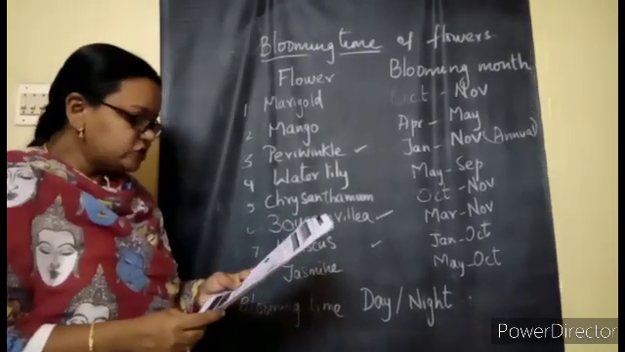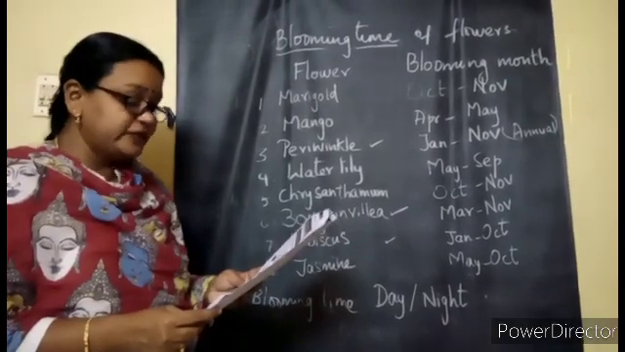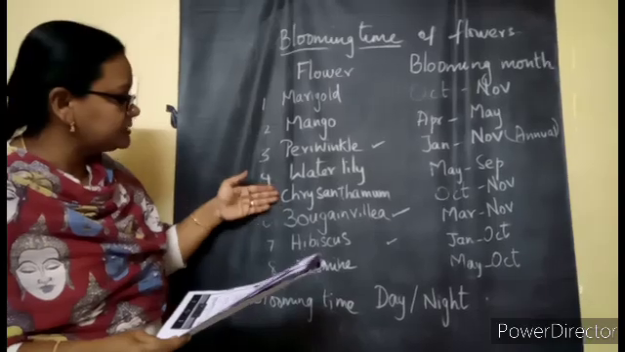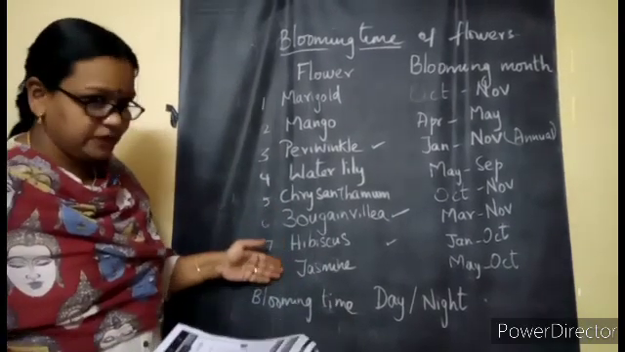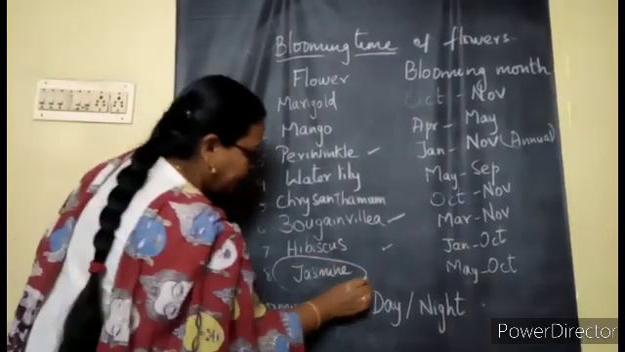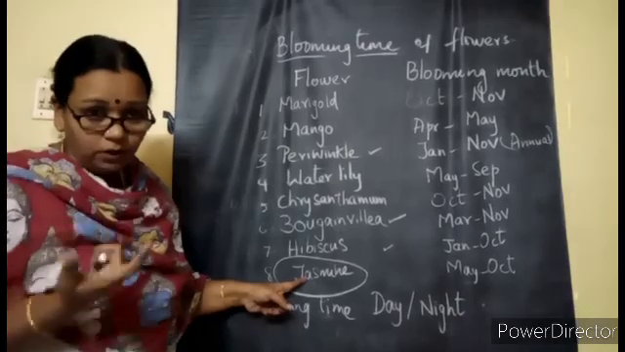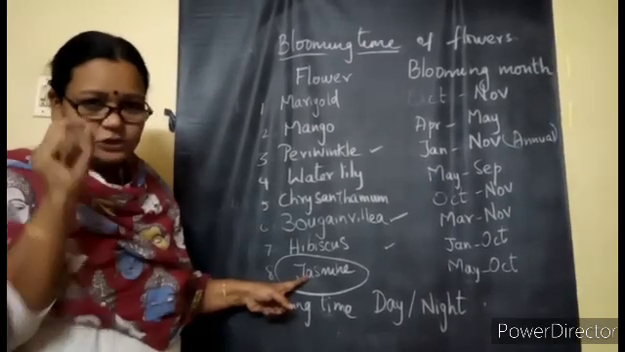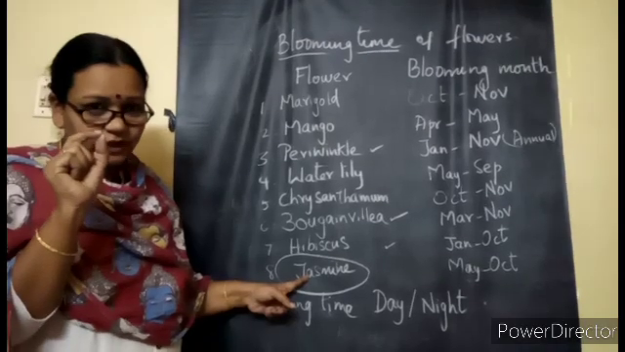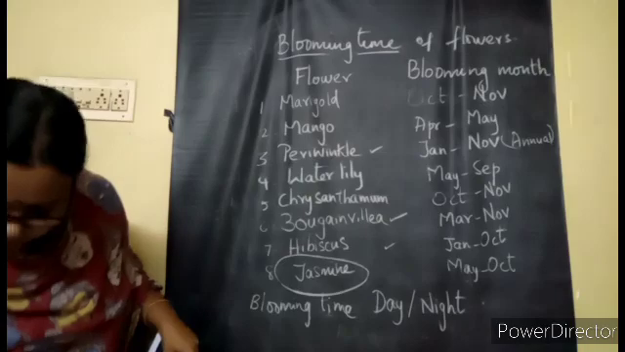Second question, which of the above flowers bloom at night? How are they different from those that bloom in the day? So which of these, marigold, mango, periwinkle, water lily, chrysanthemum, bougainvillea, hibiscus, jasmine, will bloom in the night? Very good. Jasmine will bloom in the night. How are they different from the other flowers? They have strong fragrance and they are small in size, and jasmine is found in white color. So I hope you can write this on your own.